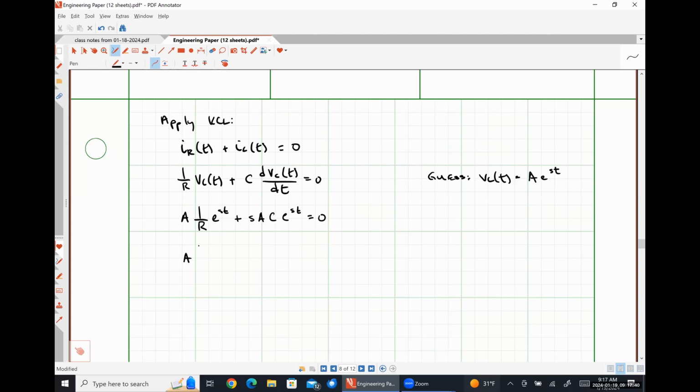I'm going to pull out my factor of A. Here's 1 over R. Sorry, this should be REQ. CEQ. e to the st is equal to 0. And so what value of s makes this always 0?